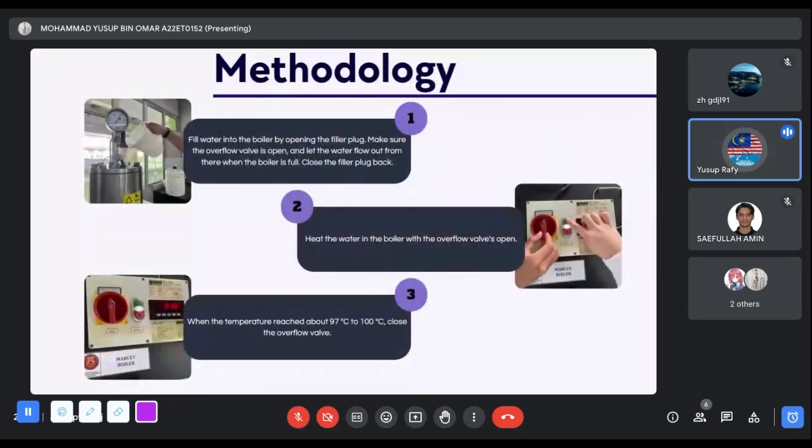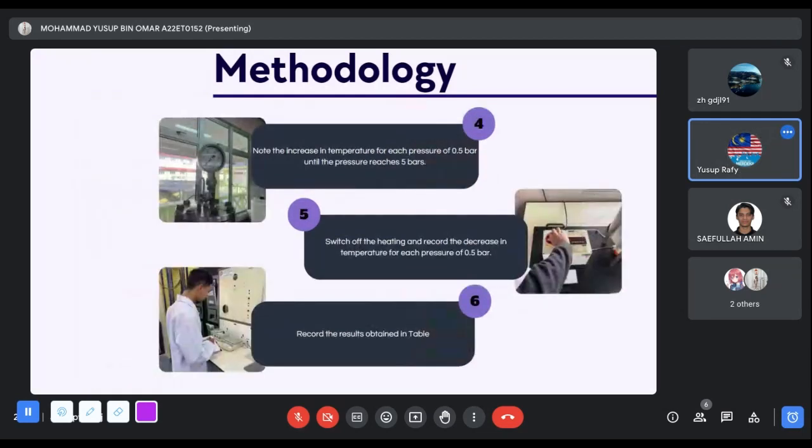So about the methodology, first fill water into the boiler by opening the filler plug. Make sure the overflow valve is open and let the water flow out from there. When the boiler is full, close the filler plug. Second, heat the water in the boiler with the overflow valve open. Third, when the temperature reaches about 97 to 100 degrees Celsius, close the overflow valve.